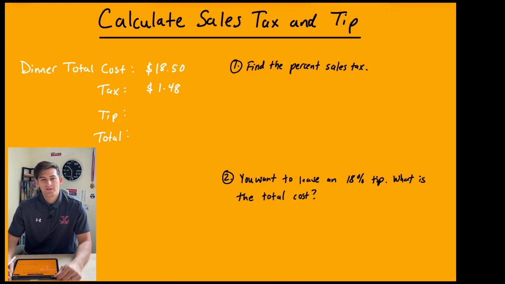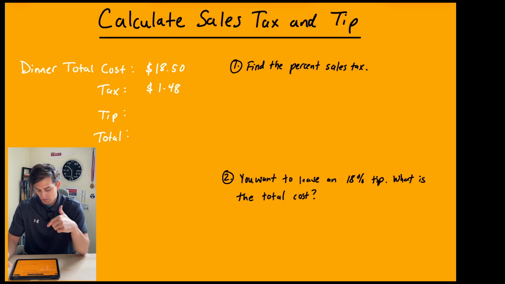Hello, everyone. In this video, we're going to talk about how we can calculate sales tax and tip. So over here in white, we have a dinner total cost of $18.50. There was a tax of $1.48. What we want to figure out, number one, is what is the percent sales tax?